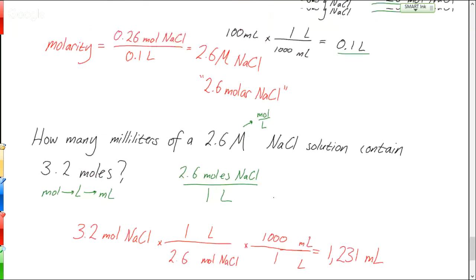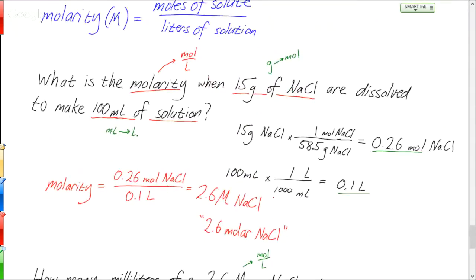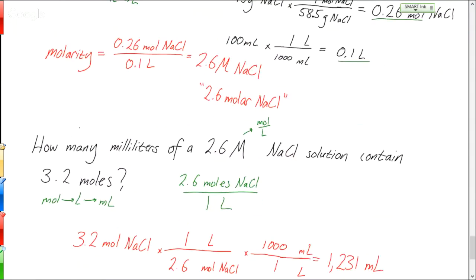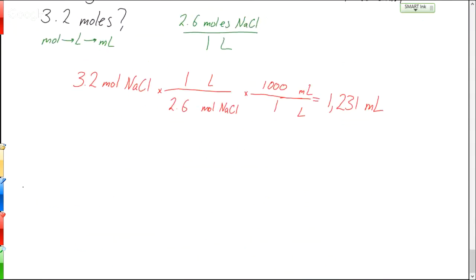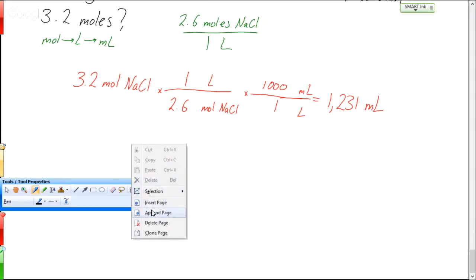All right, so let's number these because there's a couple of different ways of doing it. First, you want to be able to do this type of problem where you're given a mass and a volume and you find molarity. Second, you want to know how much of a given concentration solution you need to give a certain amount of solute. And then the third way is we want to know how do we actually make these solutions.